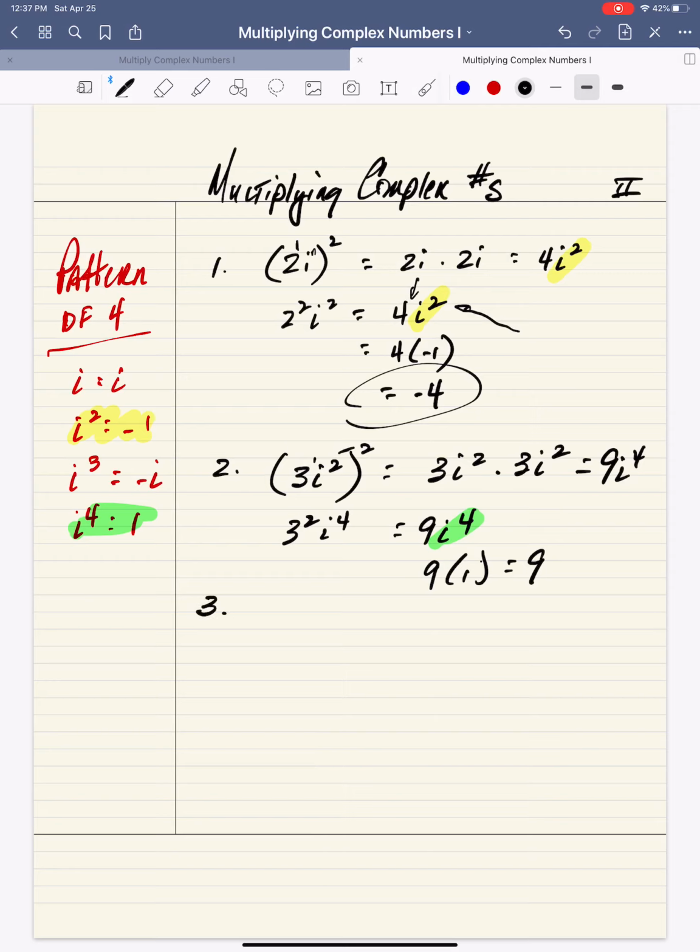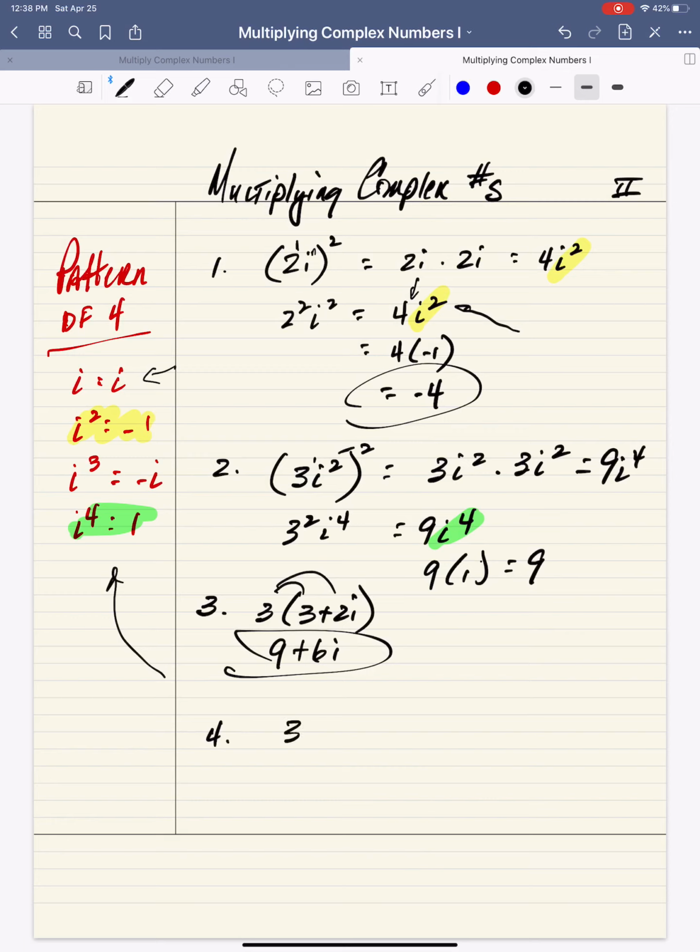So number 3. Let's say you have 3 times 3 plus 2i. Well, you're going to distribute, right? So 3 times 3 is 9 plus 6i. That is your answer because there's nothing over here in your power of i that needs to change. That i is already what i is right here. So that's your answer.